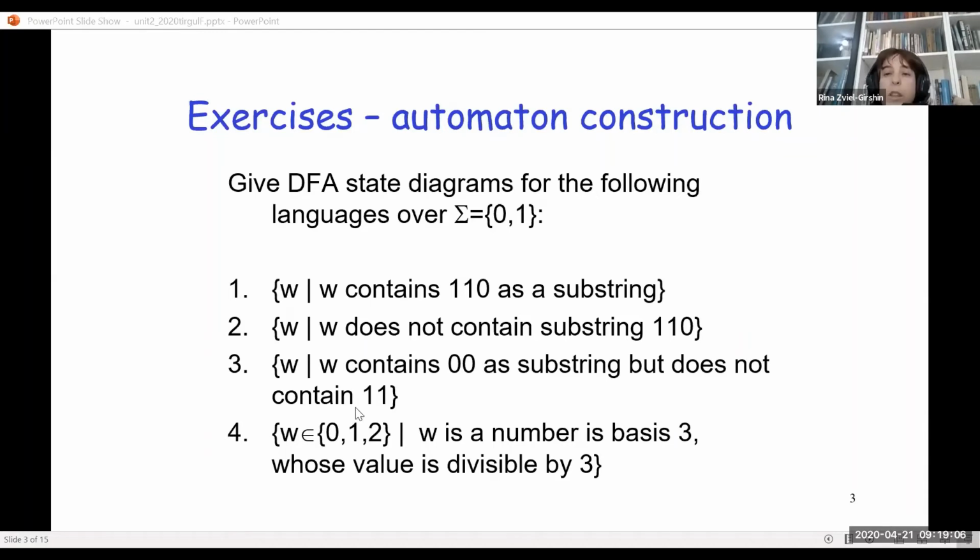Okay, last question that we should draw an automaton for. We move to an alphabet that has 3 letters, 0, 1, and 2. And we want to accept all words over the alphabet 0, 1, 2 such that the word W is divisible by 3.